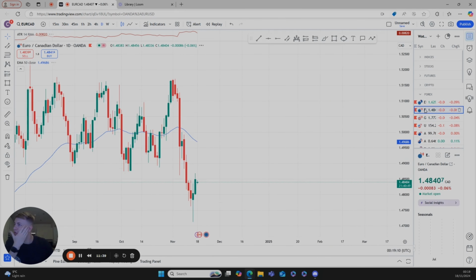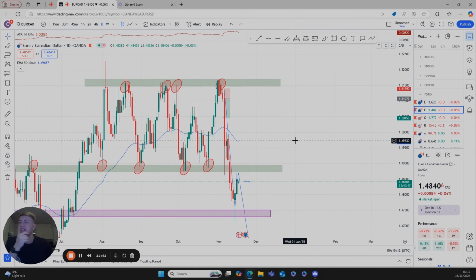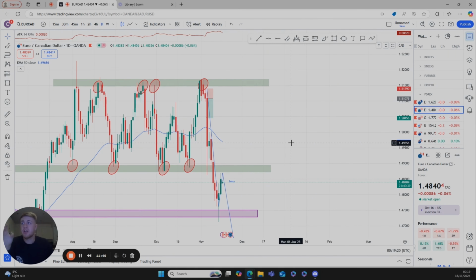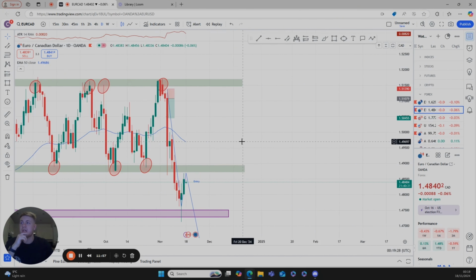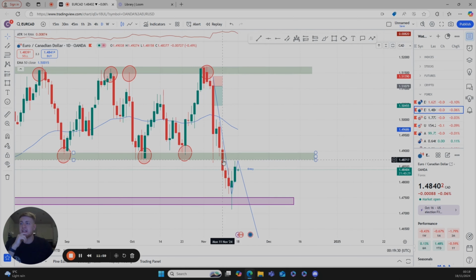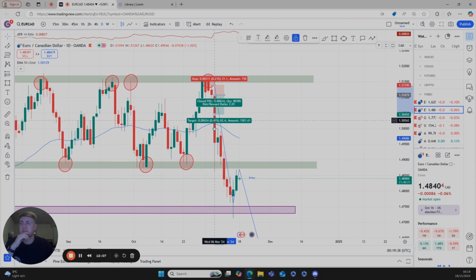We've got the Euro CAD. Again, this is playing out at the moment exactly how I expected. So we've got what could be a triple top, with strong area of support and strong area of resistance, up, down, several touches on both top and bottom, and then as of last week it broke through. I did have a trade here at the top, but we could have hung on to that and we could have made a lot of money.